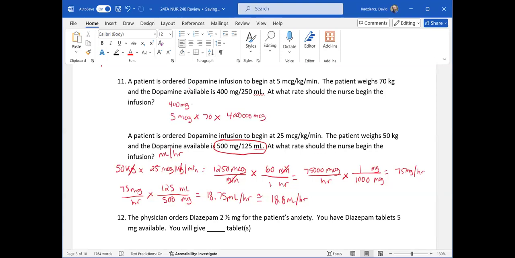I'm trying to follow along with what you did. You said 5 micrograms times 70 times 250 mL, divided by 400,000, converting 400 milligrams to micrograms. Okay. And then anything else?